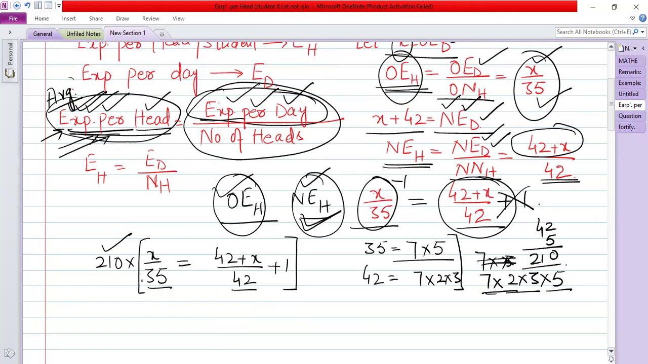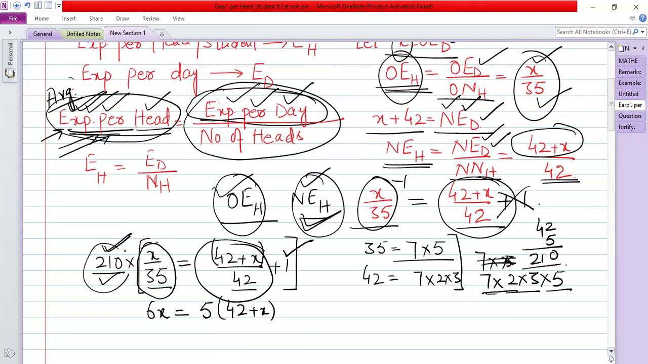So multiply by 210. When X/35 is multiplied by 210, it will simply give us 6X. And when the other side is multiplied by 210, it will give 5 times (42 + X), so this is the bracket. And when 1 is multiplied by 210, this is 210. So 6X is equal to 5 into 42 plus 5X plus 210.